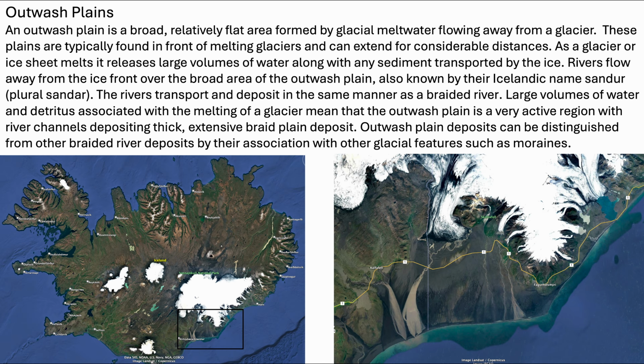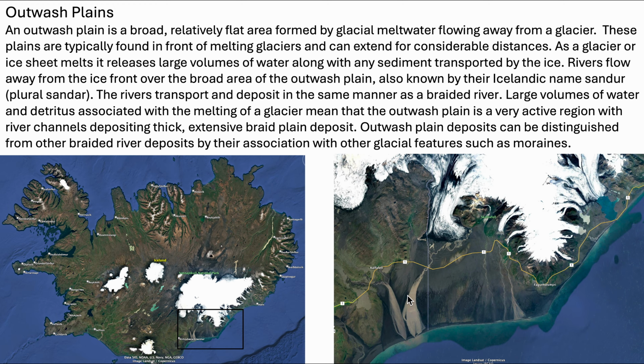As a glacier or ice sheet melts, it releases very large volumes of water, along with any sediment transported by the ice. Rivers flowing away from the ice front over a broad area of the outwash plain are known by their Icelandic name, sandur. Rivers transport and deposit this material in the same way that a braided river would. So these are essentially braided rivers that are flowing out of the Vatnajökull here in southeastern or south central Iceland. So the amount of water that comes out of these can be very, very substantial. During a jökulhlaup in the 90s, it's believed that the water pouring across this outwash plain was equivalent to all of the fresh waters flowing on Earth at that time for about a 3-week period.